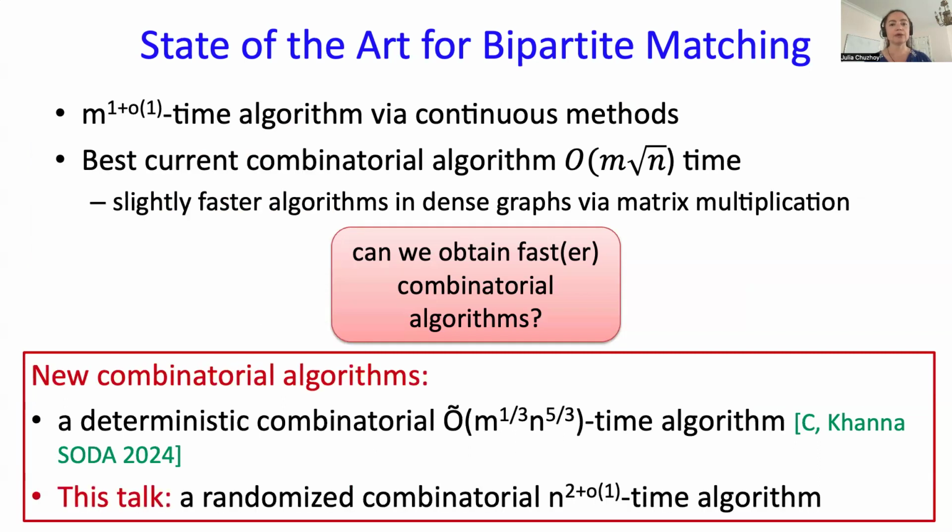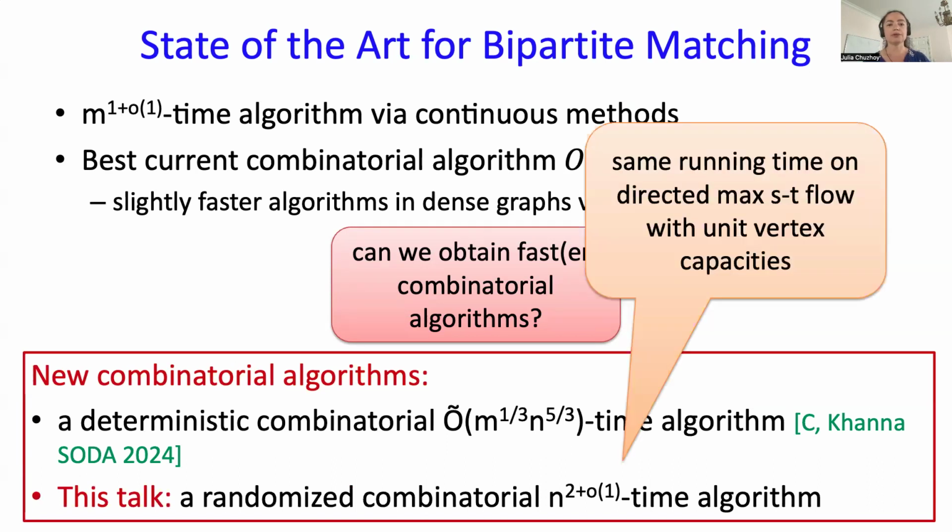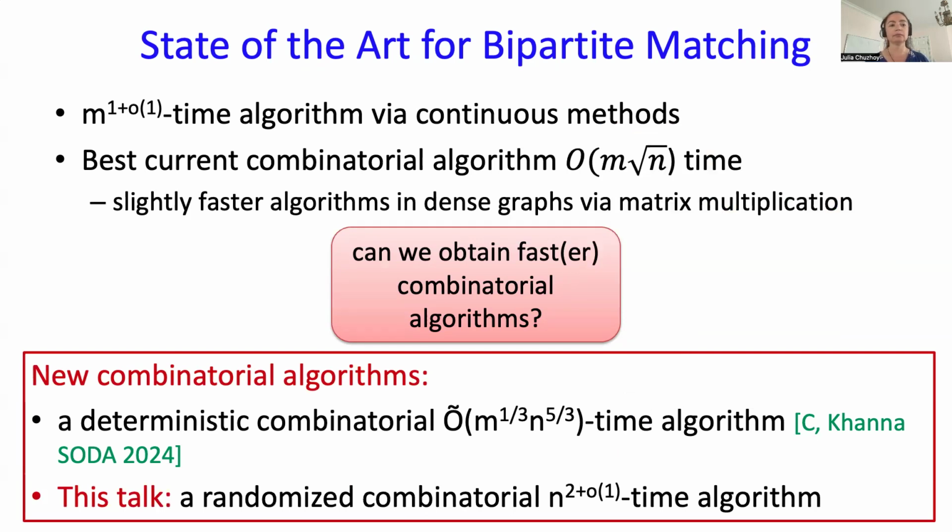And the paper that I'm going to present today is a randomized algorithm. It also uses only combinatorial techniques. The running time is close to n squared. So for dense graphs, it's close to the best one can hope for. But for sparse graphs, there is still room for improvement. And using a well-known reduction, this completely automatically also gives an algorithm for maximum ST flow in directed graphs with unit vertex capacities with exactly the same running time.